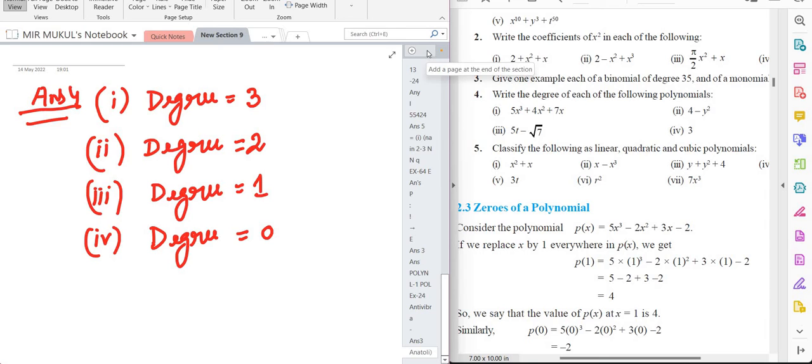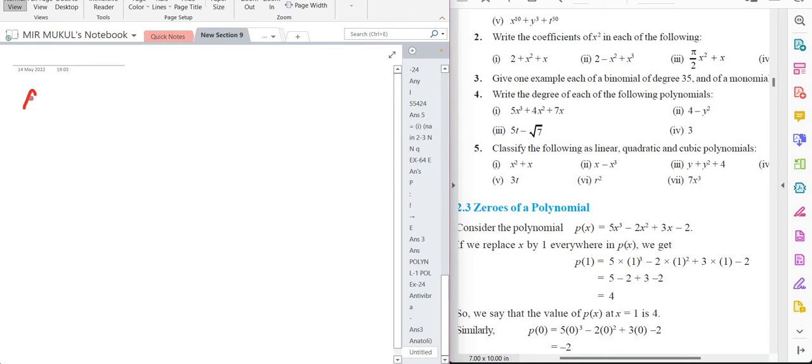Okay, now I'm changing the slide. Answer 5. Classify the following as linear, quadratic, and cubic polynomial. Linear means degree 1, quadratic means degree 2, cubic means degree 3. So the first one will be linear, quadratic, or cubic? What is the degree? It would be quadratic, because the degree is 2.